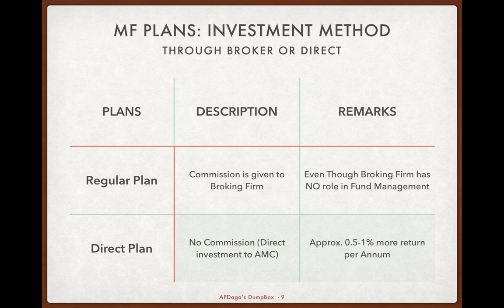In the direct plan you invest directly into the AMC. And if you check the returns of the same mutual fund plan, one regular and one direct, you can see there is a 0.5 to 1% difference in their returns. Believe me, it is not a small difference, it is a very huge difference when you see it in the long term.